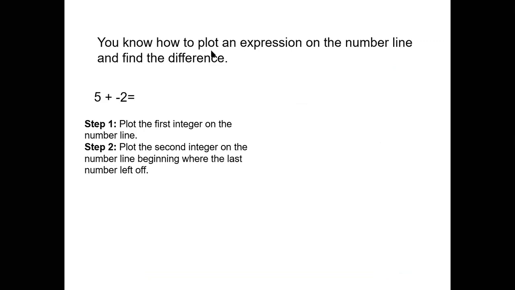You know how to plot an expression on the number line and find the difference, right? One example I wrote here. We want to find 5 plus minus 2, how much? How can we find it? What is step 1? First, plot the first integer on the number line. And step 2 is plot the second integer on the number line beginning where the last number left off. Here, what is the first integer? The first integer is 5.